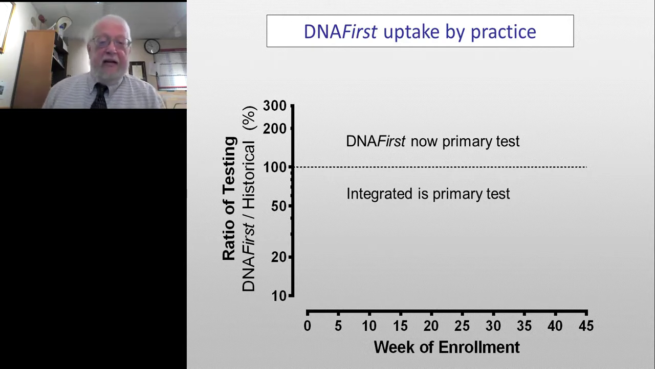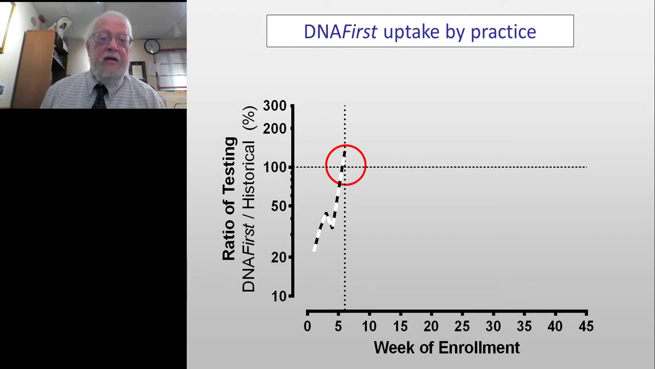So here we have one site. I kind of gave it as a dashed line. They started at week 1. They were doing more serum screening than they were DNA screening in the previous 6 months. But look, by the 6th week, they got over 100%. In other words, whatever their previous 6-month average was, they were now about 10% higher than that.